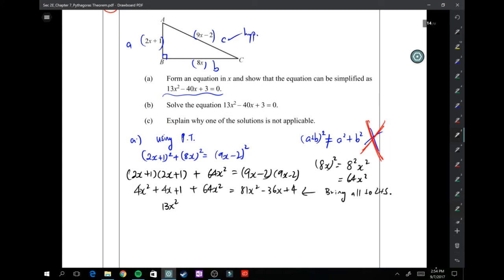I might have a careless mistake somewhere. Oh, okay, yeah. Minus 13x squared plus 40x, then minus 3 equals 0. I want to make it look nicer because the question asked for this, right? So we can just change all the signs.